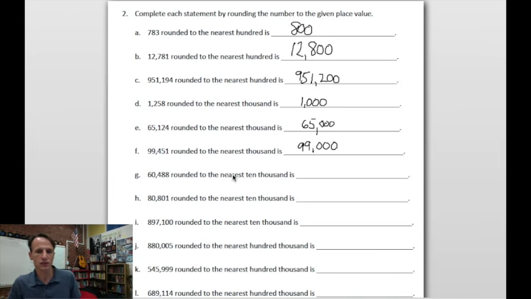Now let's look at G, H, and I rounding to the nearest 10,000. This first one, G, we have 60,488. You're probably getting to the point where you could just look at that and say, oh, that rounds to. Well, let's do it anyway.